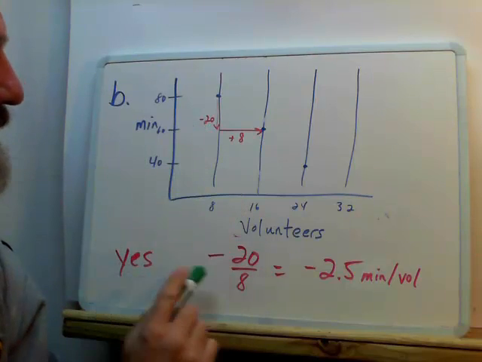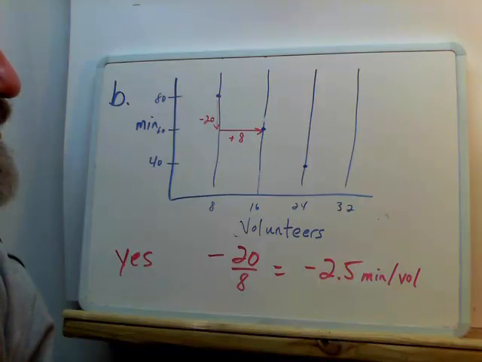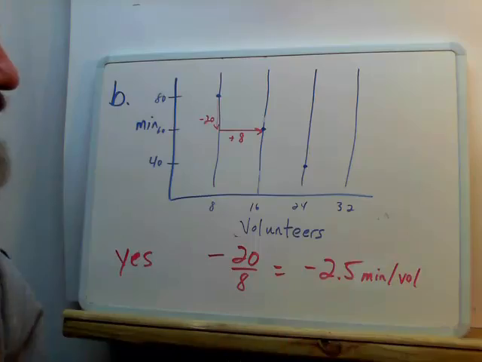It's negative 20 over 8. Okay? And that reduces to negative 2.5 minutes per volunteer. Remember, always turn it to a unit rate.